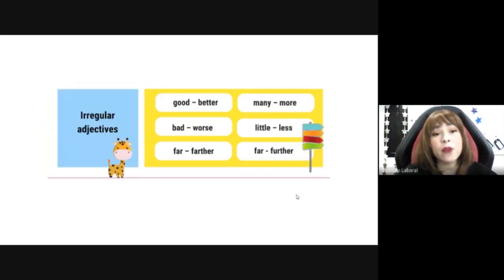There are cases of irregular adjectives. What is an irregular adjective? An adjective that changes from its base form to a different word. So we have the word good. The comparative form of good is better. Bad, worse. Far, it could be farther or further. This word has two forms, and either of them is correct. Many, more. Little, less. So for the affirmative, we can say more, and in the negative, we can use less.